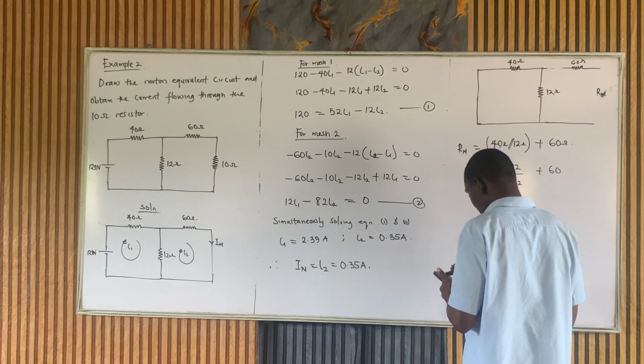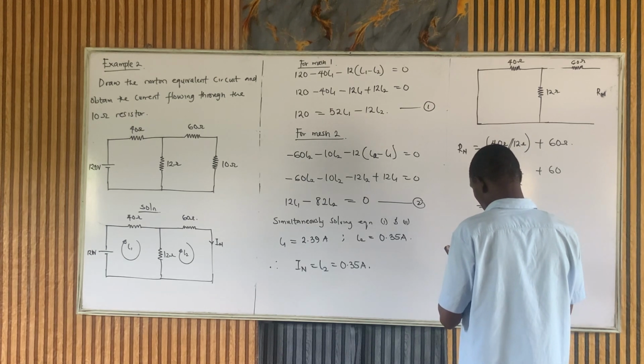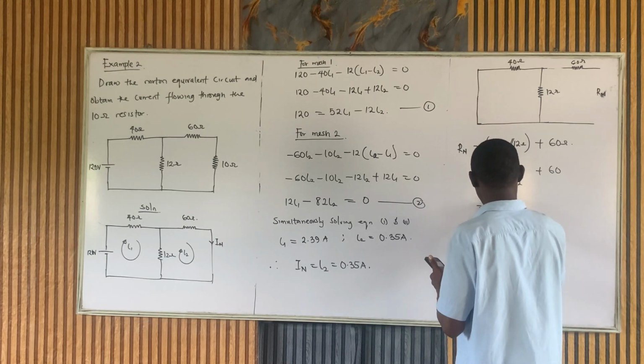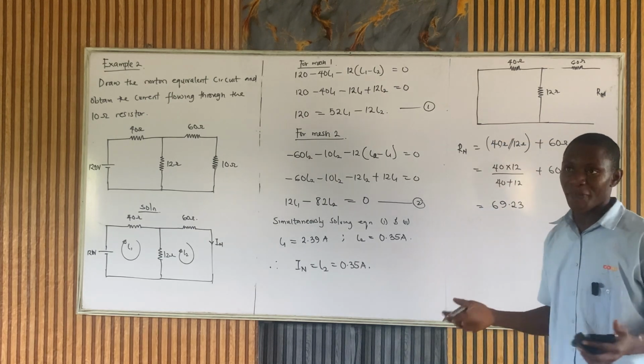Let's get that now. 40 times 12 over 40 plus 12 plus 60. That will be 69.23. So the next will be our Norton equivalent circuit.